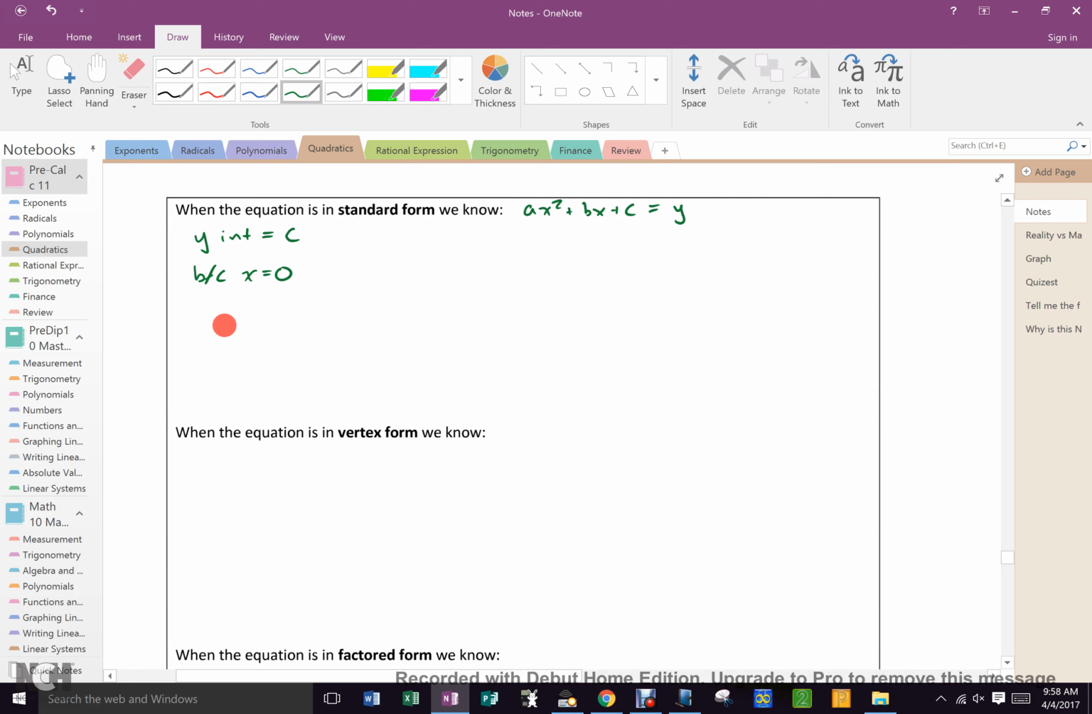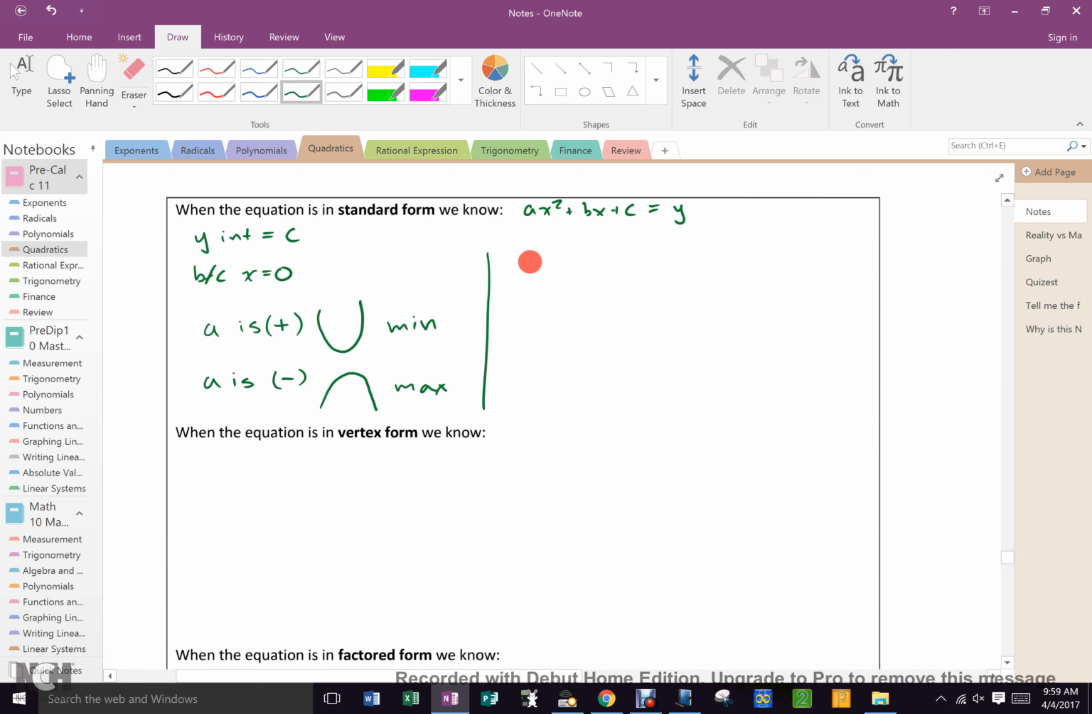Yes, you know from if A is positive, what kind of parabola is it? Opening that way with a minimum. If A is negative, then what is it? Opening that way with a maximum. Do you know anything else from that by itself without doing math? No. What can you do with this?